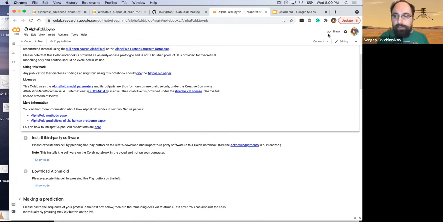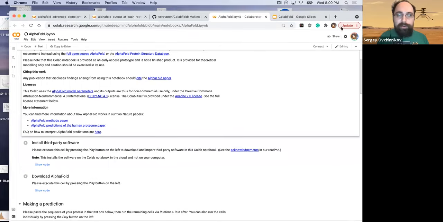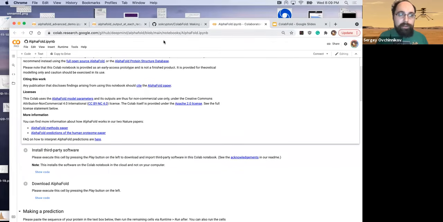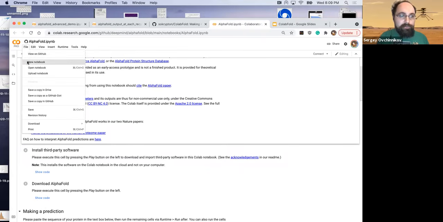But one thing I should probably mention, just because there might be people here who are not familiar with what Google Colab is, so maybe I can give a quick introduction about this first.